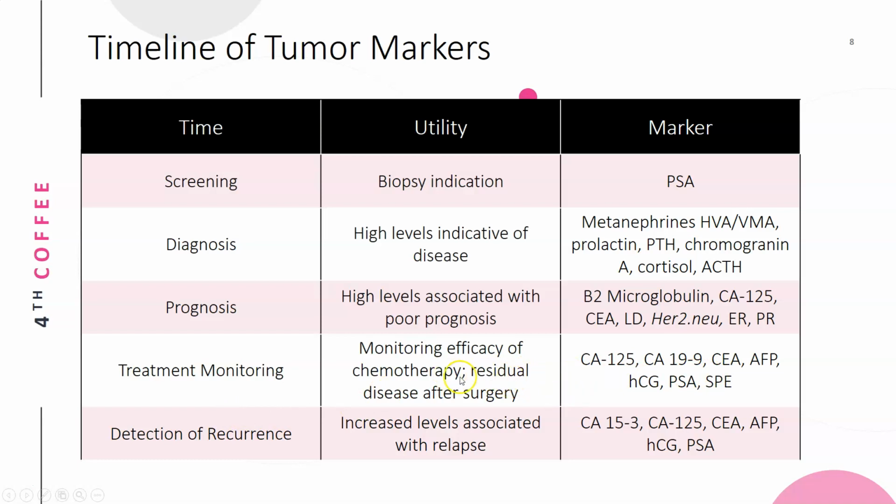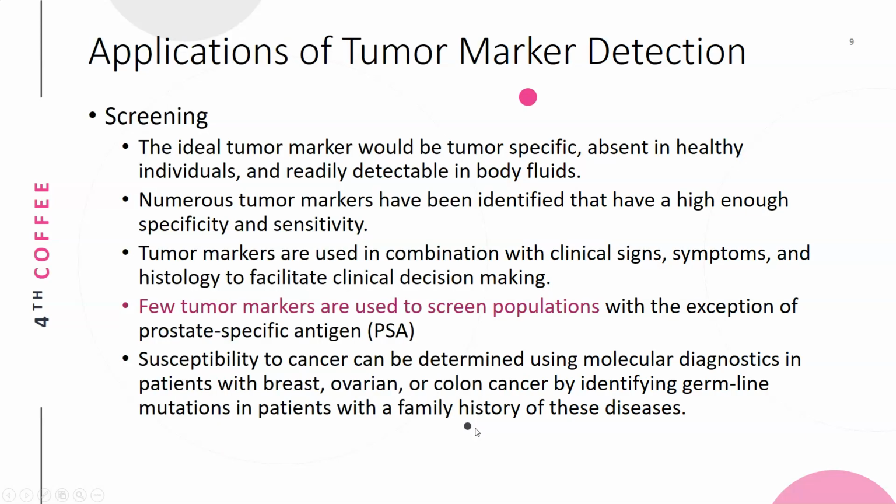Basically, if you have surgery, maybe they're removing a tumor via surgery, you should see a drop of these. And if they come back up, then it means that the disease is coming back. So that would be detection of recurrence. Any increased levels are associated with relapse, especially if there was a drop before that. CA15-3, CA125, CEA, AFP, HCG, and PSA are all used for this purpose.